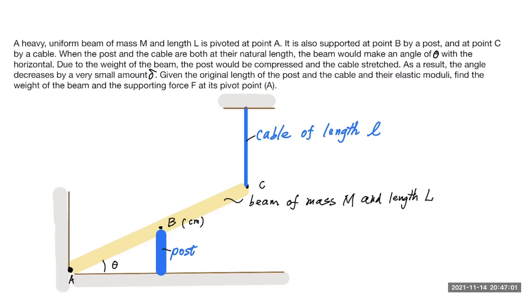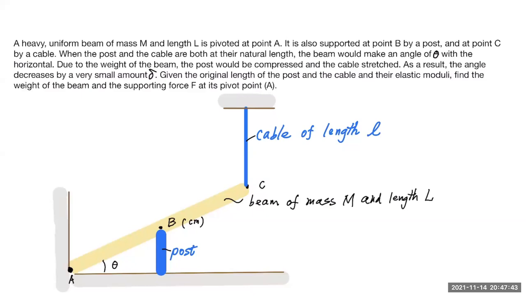Okay, it says that when the cable and the post are both at their equilibrium lengths, which means they're neither being stretched nor compressed, the beam is at angle theta from horizontal. Now when you let go of the beam, the weight of the beam is going to push it down a little bit, so it's going to compress the post. At the same time, it's going to stretch the cable, and as a result, the angle theta has decreased by a very small amount, delta. So there's compression and stretch for the post and the cable, but not by much.